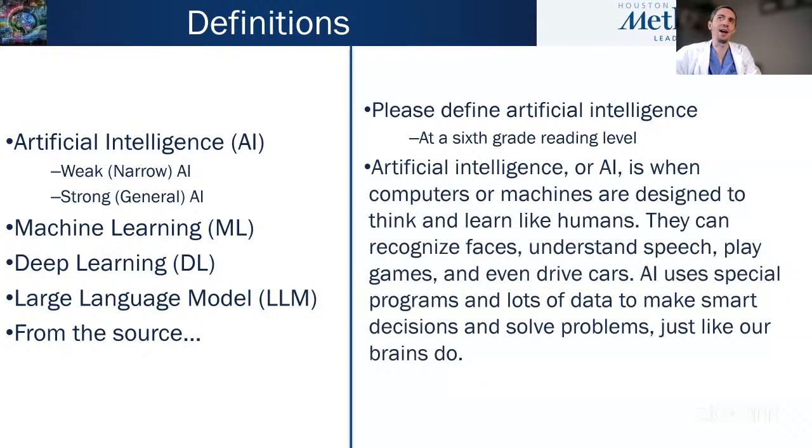Artificial intelligence, or AI, is when computers or machines are designed to think and learn like humans. They can recognize faces, understand speech, play games, and even drive cars. AI uses special programs and lots of data to make smart decisions and solve problems, just like our brains do.